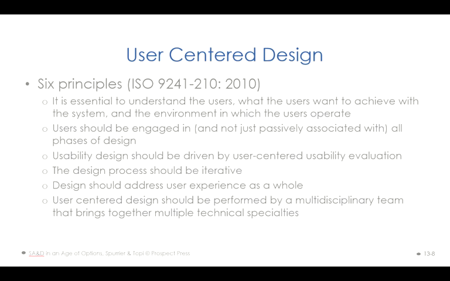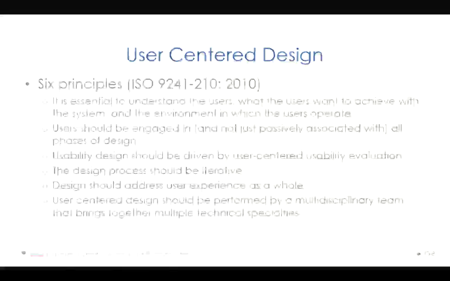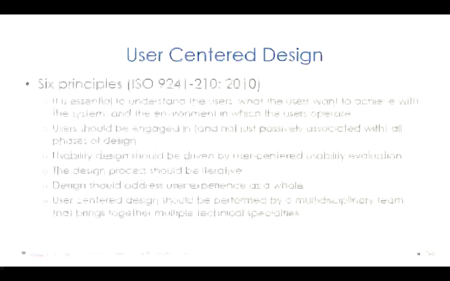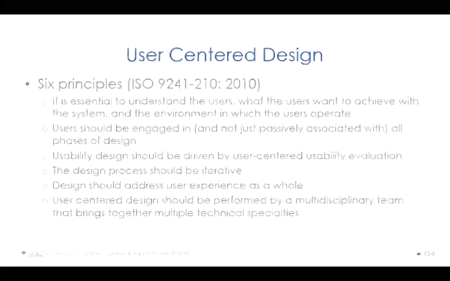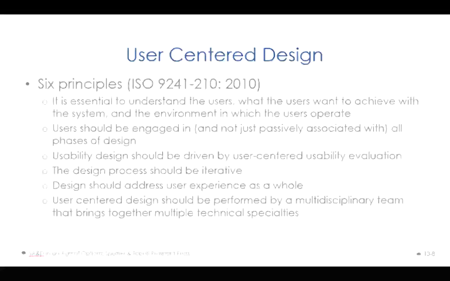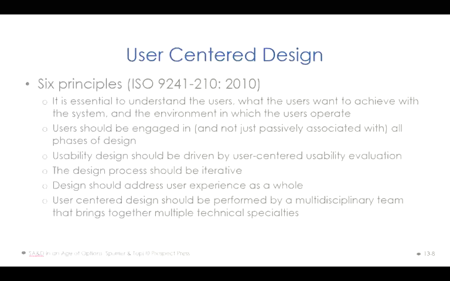It has 6 principles: understand the users, engage the user, usability design driven by user-centered design, the design process should be iterative, and address user experience as a whole, and so on and so forth. You can probably see that this concept is very closely linked to the agile methodology we mentioned earlier in another chapter, and it also describes the process of iterating and getting user feedback.